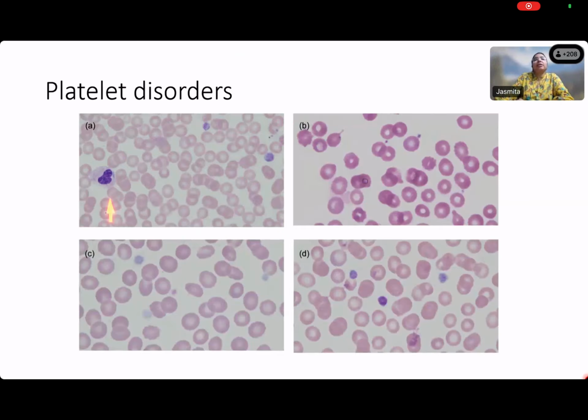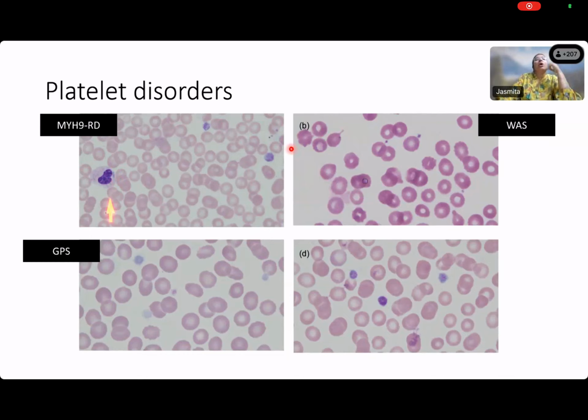This particular platelet would be classified as a large platelet. In addition to that, when you're seeing large platelets, you should also look out for these Döhle-like inclusions in the neutrophil. Now this you see in a MYH9-related disorder. On the right, you've got very small platelets. This is Wiskott-Aldrich syndrome. On the left, you've got platelets that are not staining.